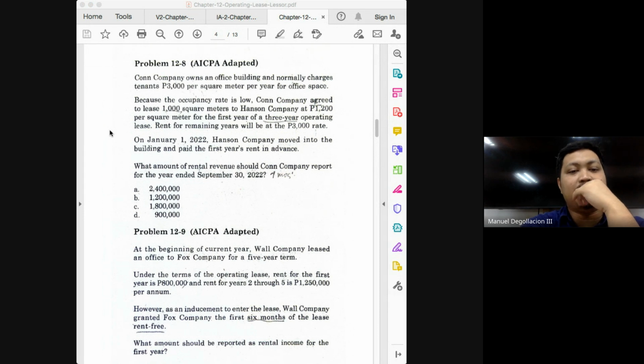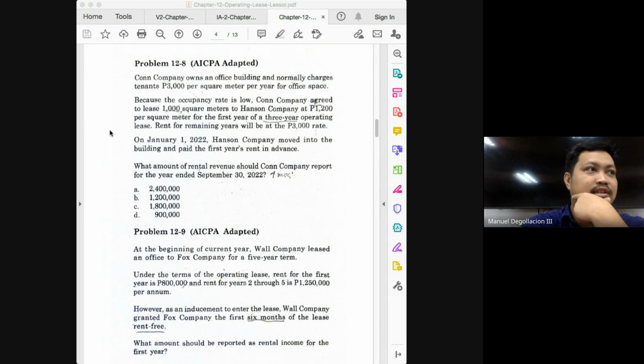Then that would already be the answer. But again, if you'll be asked how much would be the rental revenue for 12 months, your answer would be 2,400,000. But why again is it not 2,400,000 here? Because the lease was earning only for 9 months because the reporting period ended on September 30.